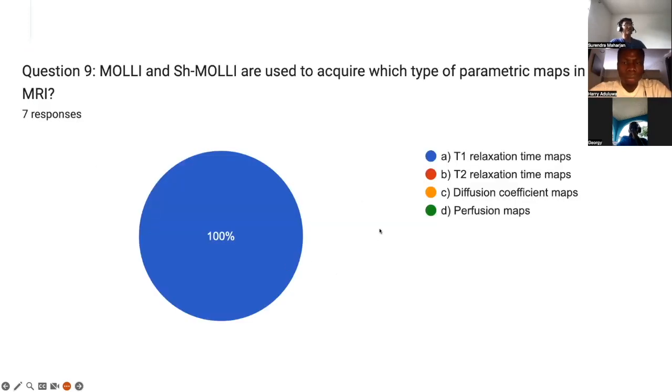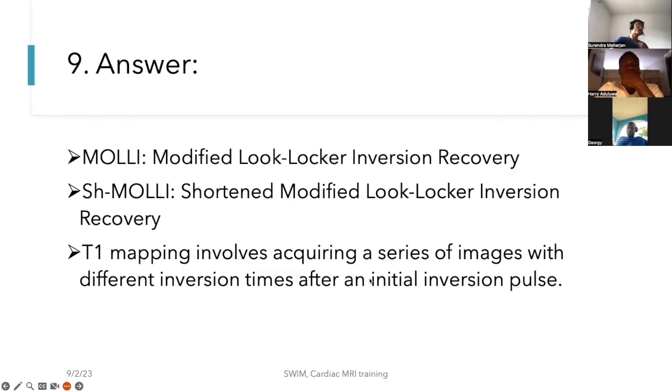So MOLLI and SS MOLLI are used to measure the T1 relaxation time. Yeah, that's correct. It's the modified Look-Locker inversion recovery, and SS MOLLI is shortened modified Look-Locker inversion recovery. It's basically the inversion recovery sequence, just like the FLAIR which we use in MRI brain. But this is a little advanced sequence, as you can see.